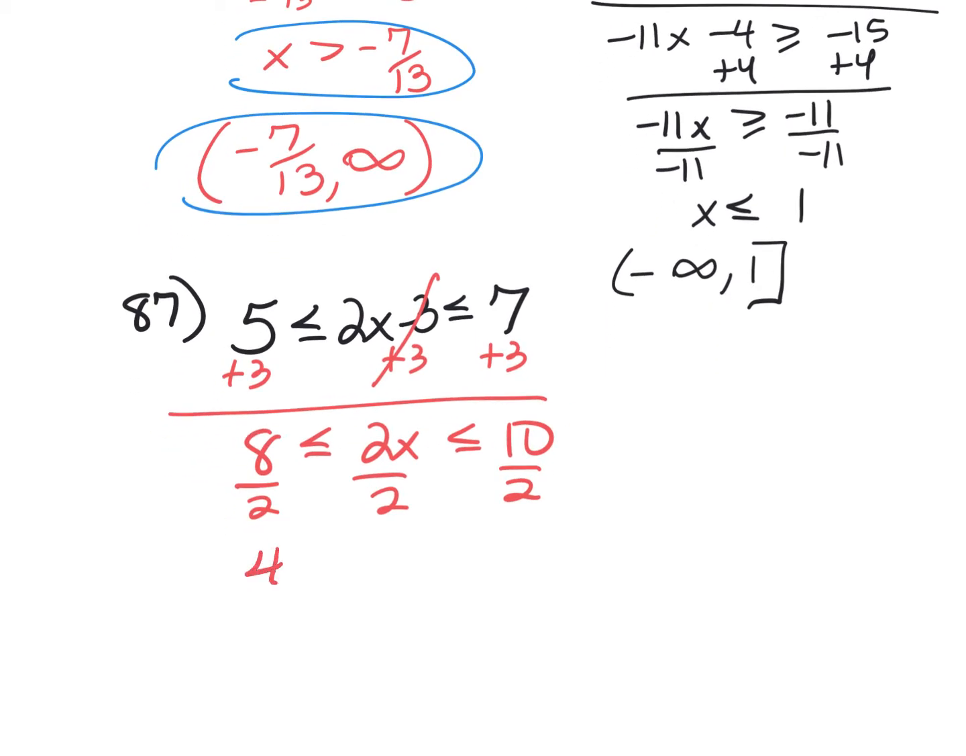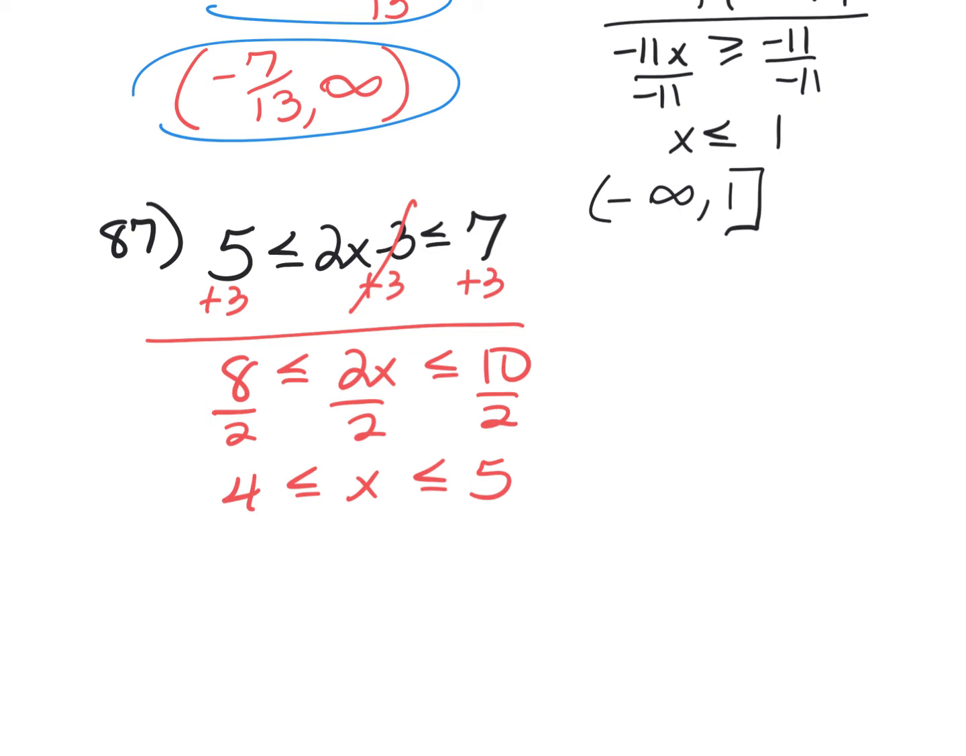And then I get 4 less than or equal to x, less than or equal to 5. So this would be the inequality notation, but written in interval notation. This is going to be a segment if you were to graph it. So it's [4, 5] surrounded by brackets.